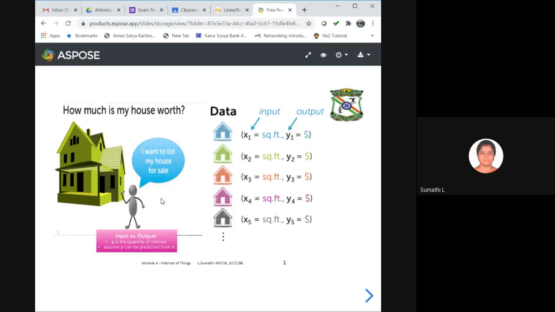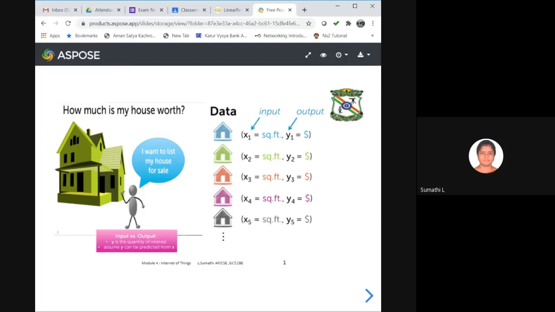So I want to design a system that, when I just enter the square feet, tells me what could be the price for the house, right? If it is so, it will be easy for me. So how do I design that system or that model? We will take this scenario and try to find the answer using linear regression, right?